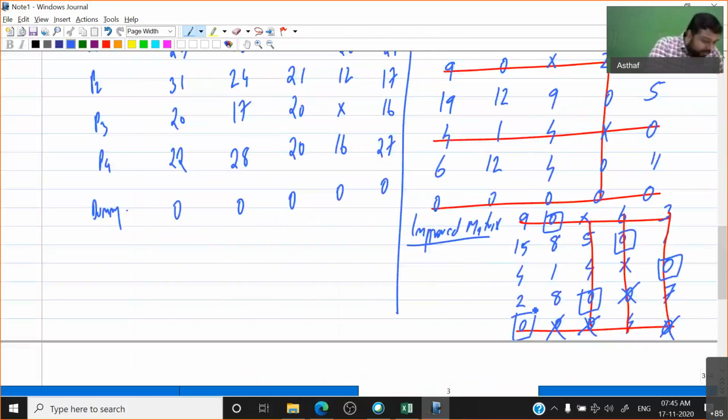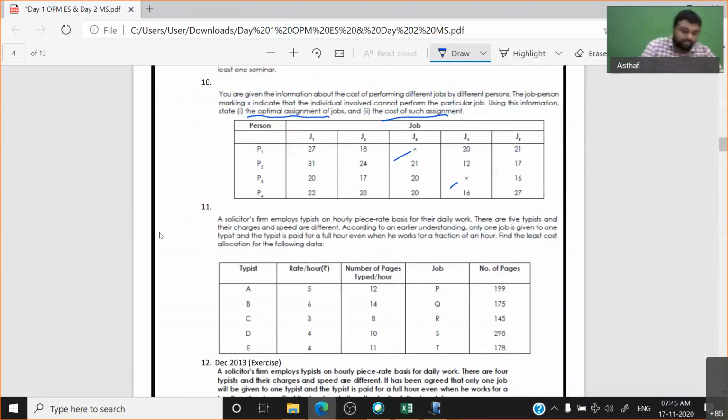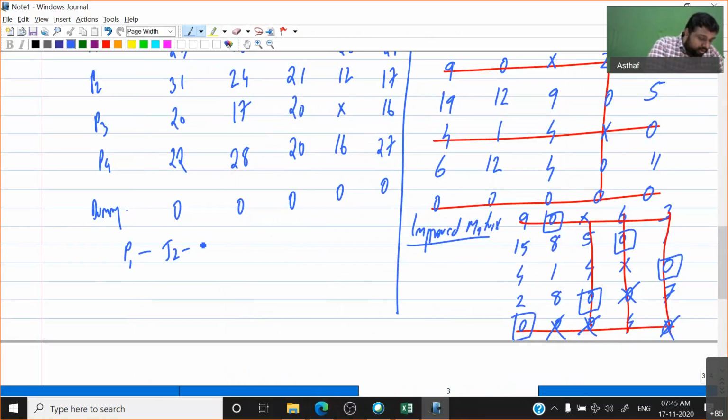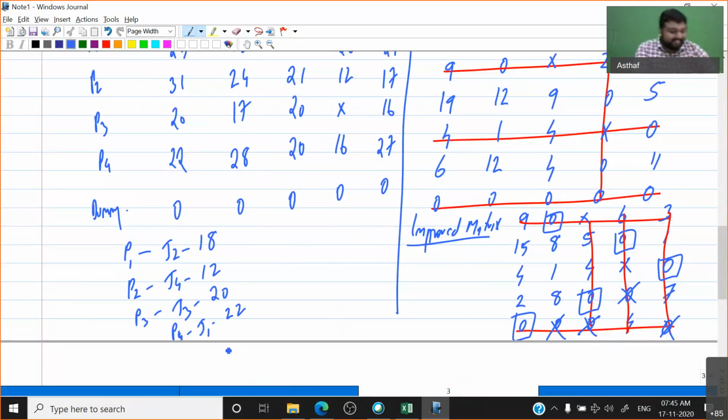P1 will go to what? P1 will go to J2. J2, what is the number? 8. P2 will go for J4, which is 12. P3 will go for J3, if I am not wrong, 20. P4 will go to J1, 22. P5 is dummy. Dummy we don't want to look into.